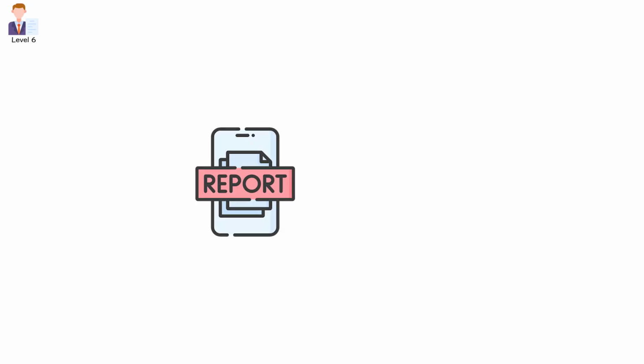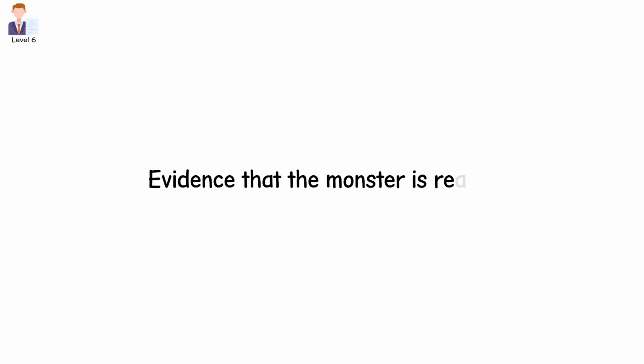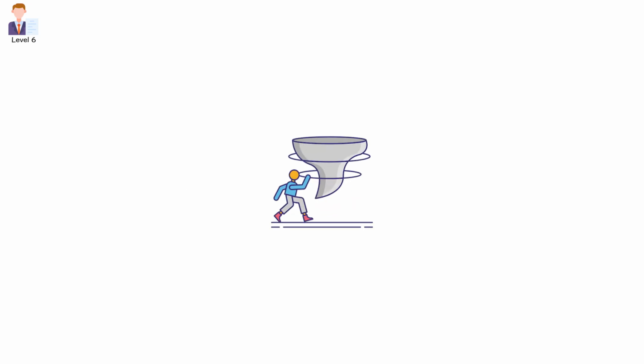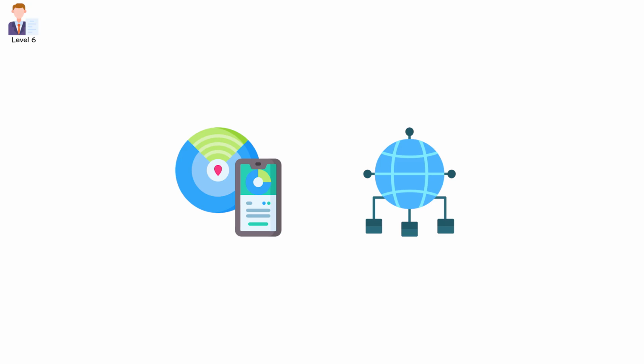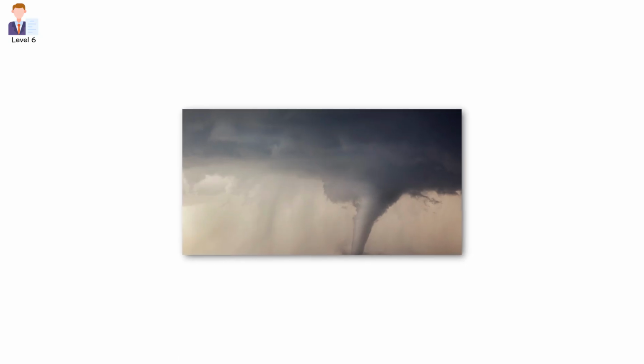Every report sent to the National Weather Service sharpens the warning system. Every photo, every video, every live stream, evidence that the monster is real. Storm chasers don't stop tornadoes, but they help people stop underestimating them. Don't rely only on radar apps. Pay attention to verified storm chaser networks and official updates. They may give you the most immediate confirmation that a tornado is on the ground and heading your way.